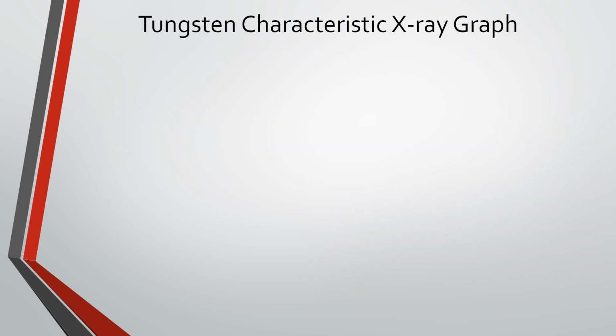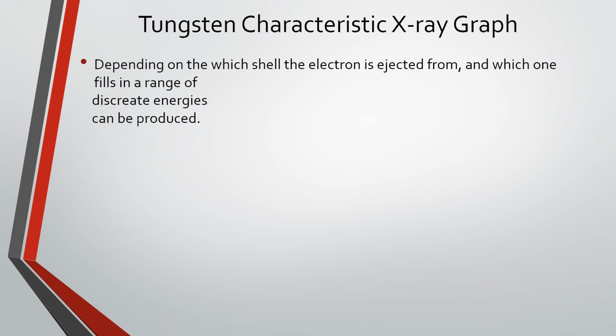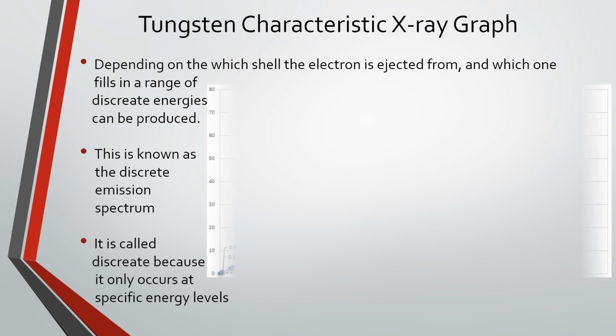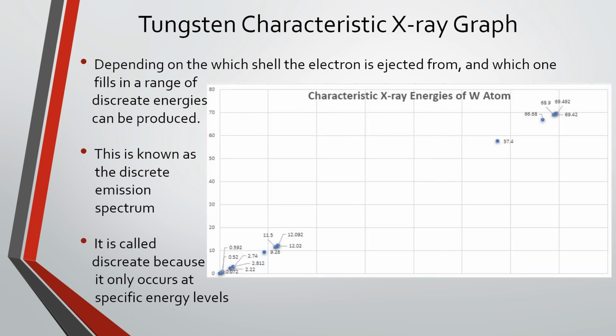The tungsten characteristic X-ray graph. Depending on which shell the electron is ejected from and which one fills in, a range of discrete energies can be produced. Characteristic X-ray production is known as the discrete emission spectrum. It only occurs at certain energies. It is called discrete because it only occurs at certain energy levels.